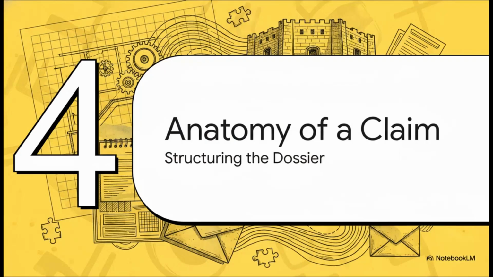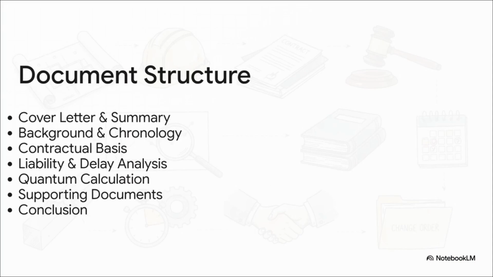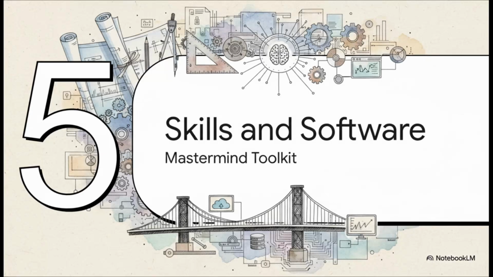Let's move on to Section 4, Anatomy of a Claim Document. A professional claim is not just a bunch of spreadsheets, it's a rigorous, undeniable package. You kick it off strong with a cover letter and executive summary. Then you dive deep into the project background and a tight chronology of events. From there, you lay out your contractual basis, followed by the liability and delay analysis. Finally, you drop in that all-important quantum calculation, back the whole thing up with exhaustive supporting documents, and wrap it up with a firm conclusion. It's the whole shebang.